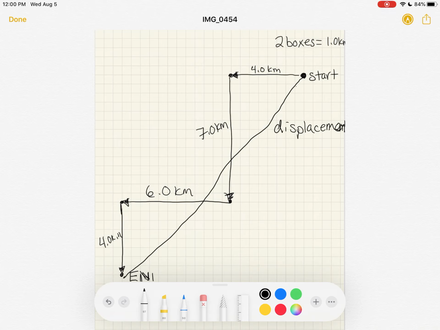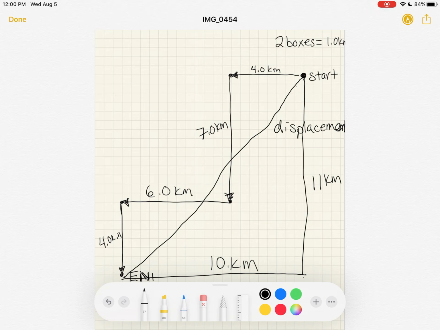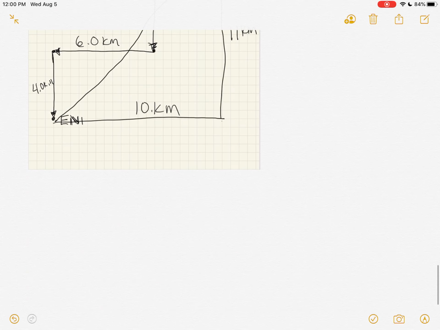All right, and so my displacement is actually forming this perfect right-angled triangle. The height of this triangle is 7 kilometers plus 4 kilometers, so it's 11 kilometers. And then the base of this triangle is going to be our 4 plus our 6 kilometers, so it's 10 kilometers. Our displacement is from our start to our finish, and so it's just forming this nice right-angled triangle.